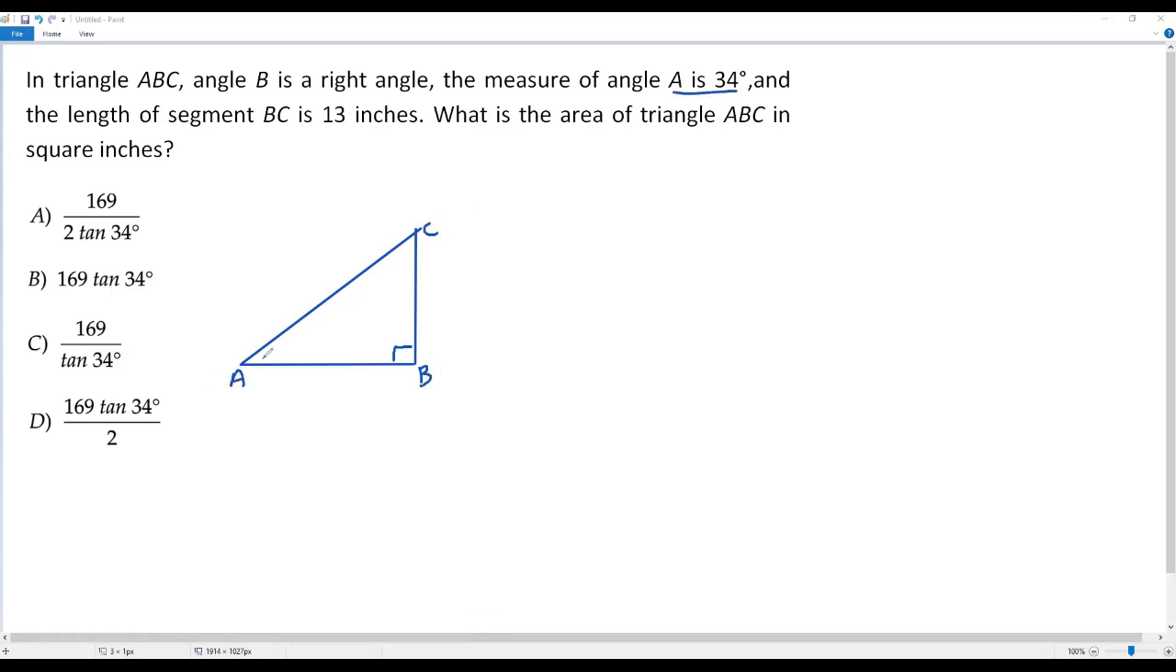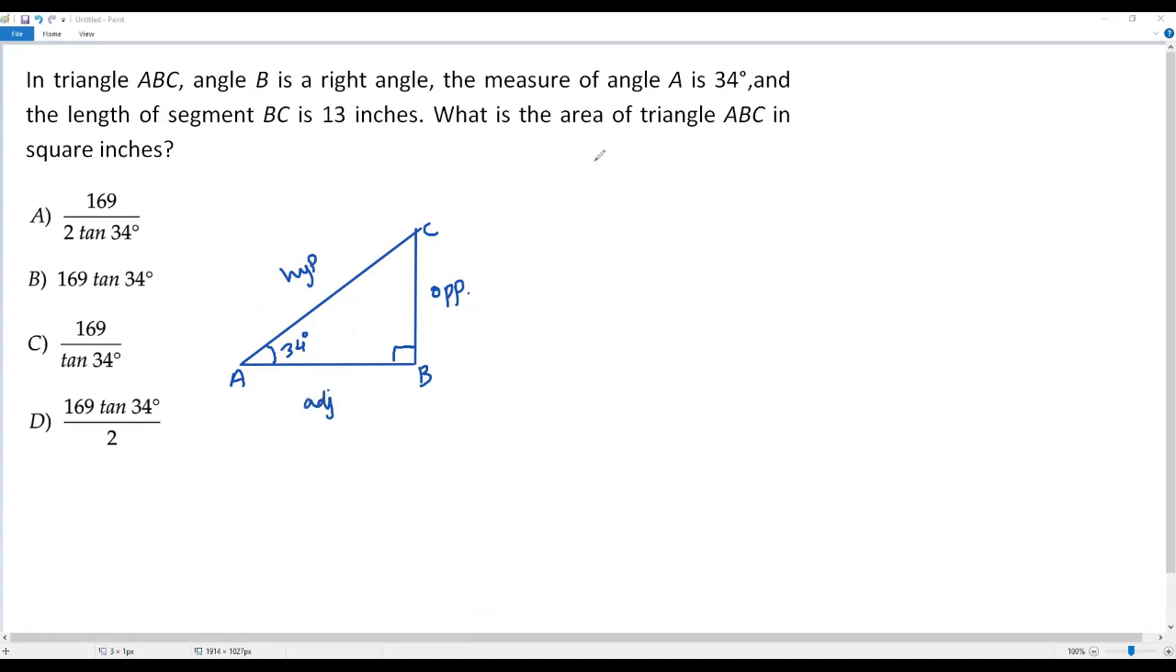The measure of angle A is 34 degrees. Now let me mark it. That is 34 degrees over here. Considering this angle measure 34 degrees, the side which is opposite to this interior angle is called the opposite side. And this is the hypotenuse because it is opposite to the right angle. Let me write it over here. And the name of the third side, AB, is called the adjacent side.